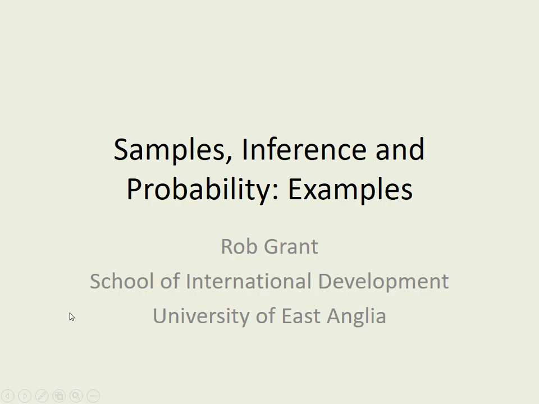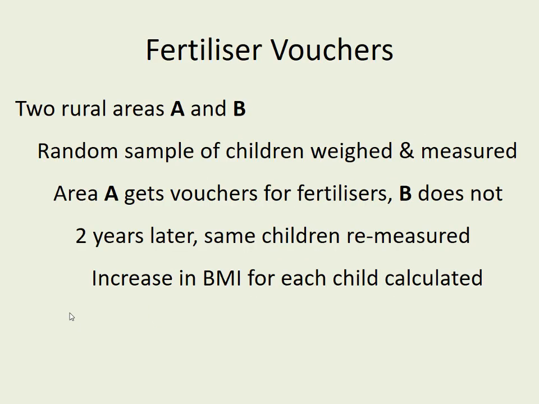with the first one. So first of all, we're looking at fertilizer vouchers, for example, in the farm input subsidy program in Malawi and other areas now. So we've got 2 rural areas, A and B. And these, imagine that, are quite large rural areas, perhaps in Malawi or elsewhere. And within each area, you have a random sample of children who are going to be weighed and measured. So the children in area A will get, all of area A gets vouchers for fertilizers. All of area B does not.